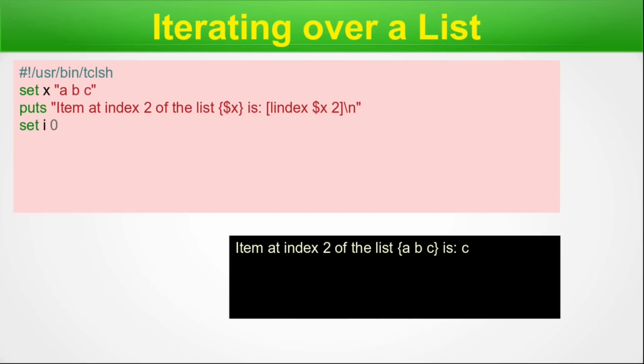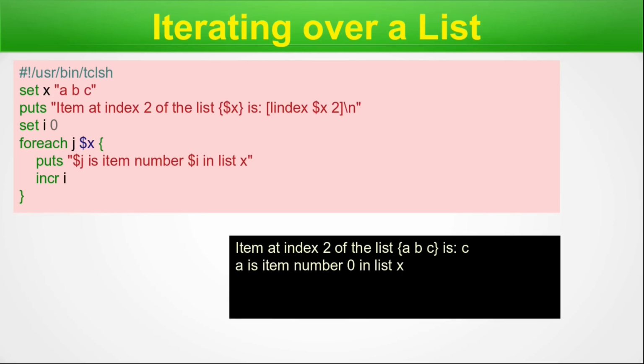Next, we set I with 0, and we are using a foreach loop to iterate over the list. And we are using the puts command to print that J is the item number in $I in the list in X. So J is the element here, $J, and I will give the index, and we increase at the end with the incr procedure, and we close the foreach. The magic here, you will see how this operates. If we execute this, it will print out like this: A is the item number at the 0th position of X, B is at the 1 position of X, and C is at the 2 position of X.